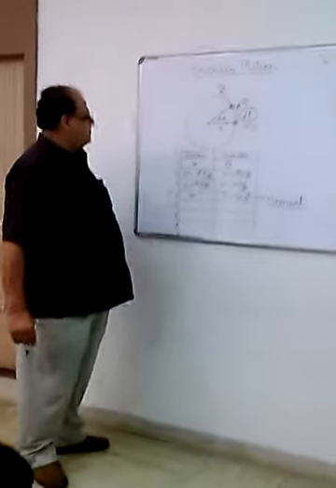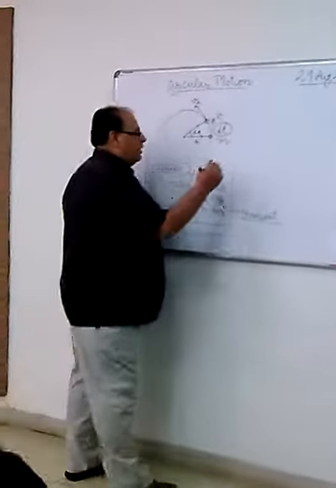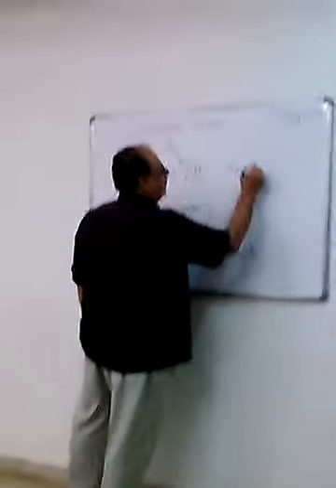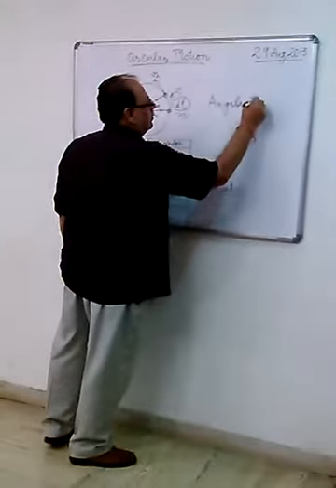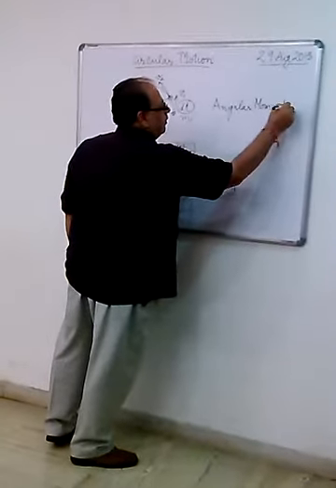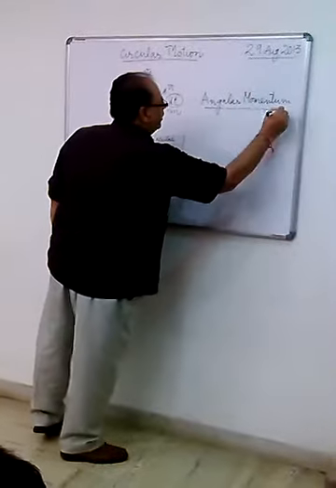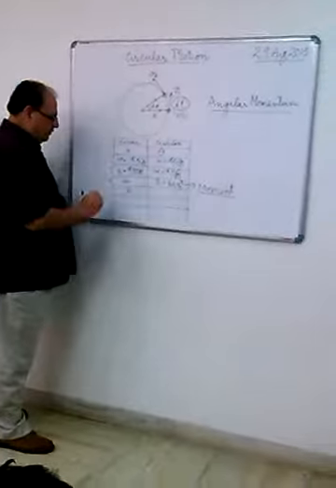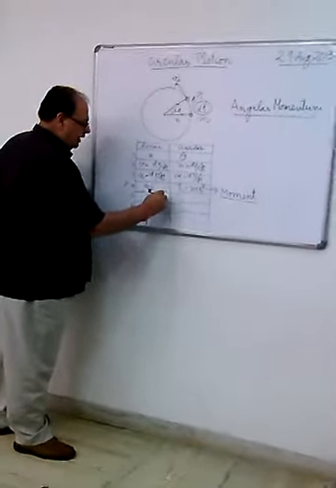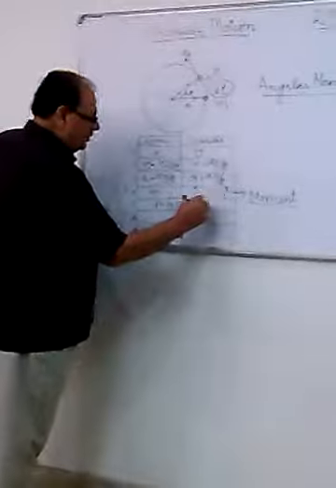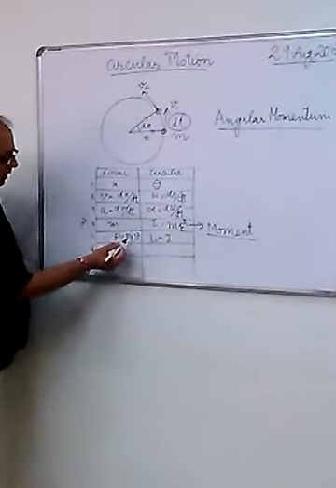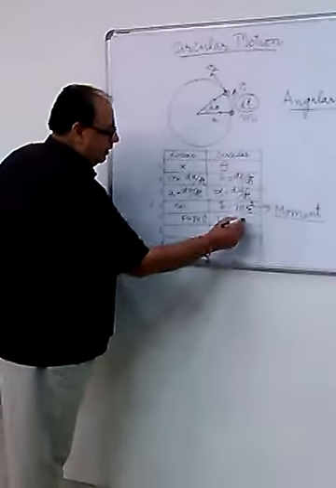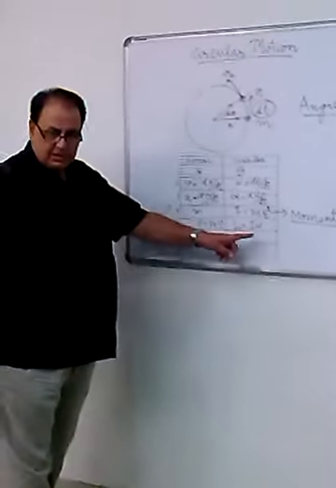I'll start with a very important quantity. It's called angular momentum. Now, can you derive angular momentum here? Linear momentum is written as P, which is equal to m into v. Angular momentum, capital L, is equal to I omega, because the analogue of mass is I and of velocity is omega. So angular momentum is written as I omega.